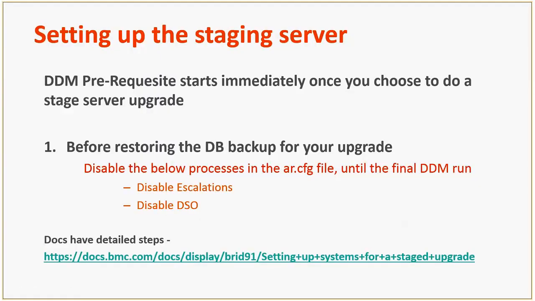As part of the process of setting up your staging server, it doesn't matter if you're setting up your staging server for your dev, QA, pre-prod, or prod staging server. You always have to make sure that you turn off certain processes before you even start your upgrade, right? So the prerequisites for DDM start right from the day you decide you're going to do a stage server upgrade. So before you even restore your DB backup, you disable escalations and DSO if you're using DSO on the ER configuration. For detailed steps on how to set up your staging server and different methods to do so, see the documentation link on this page.